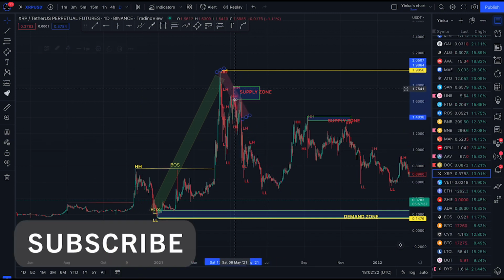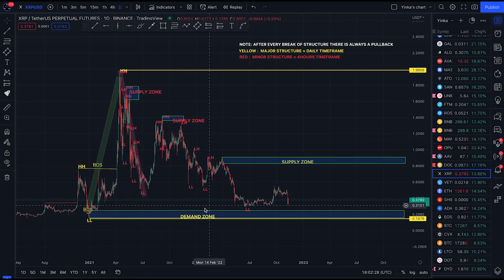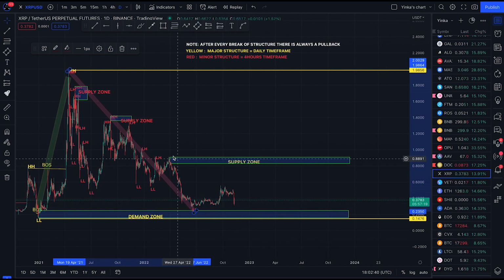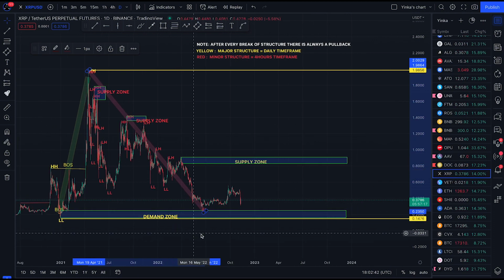Market pullback to this point, and since then, these are our mapping on our major structure, because these are our higher high and our lower low. Market pullback to this point, and market has not broken this structure. Since the invention of XRP, everything that has been happening is in between this lower low and this higher high.